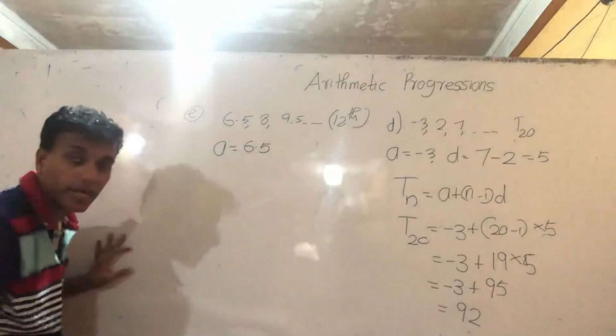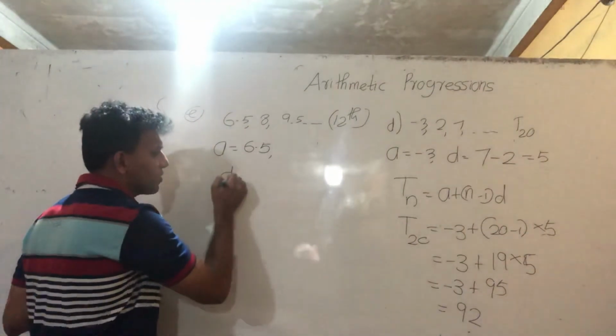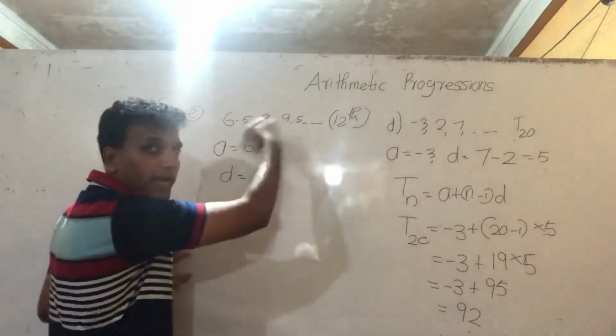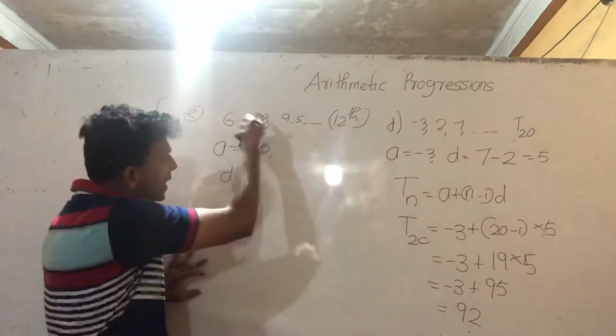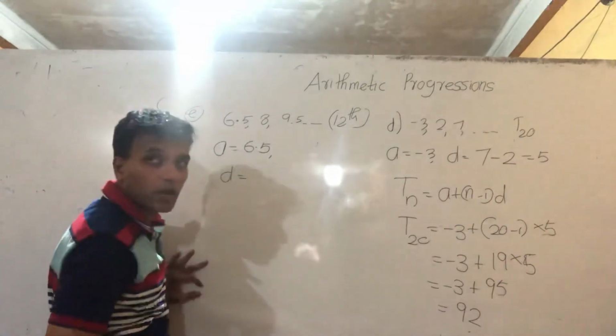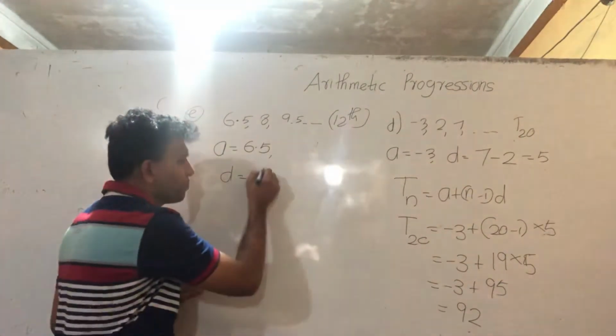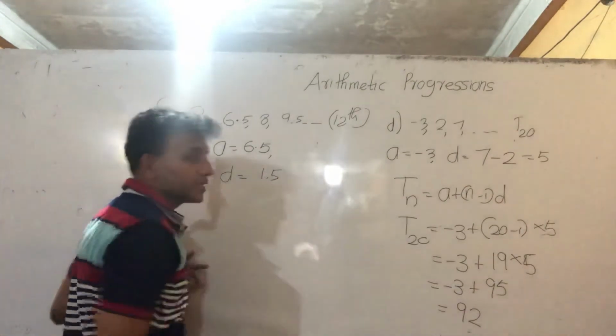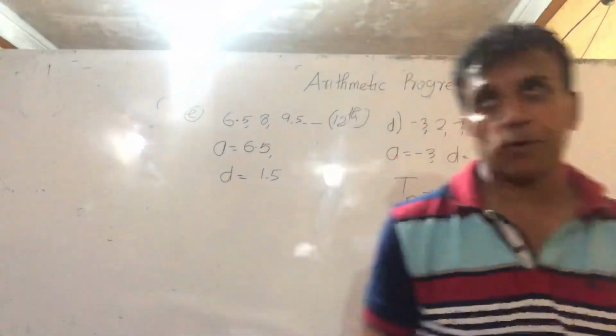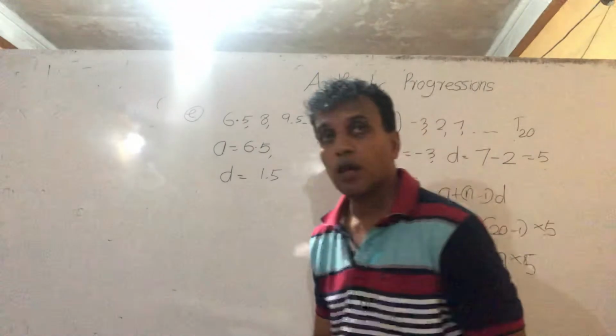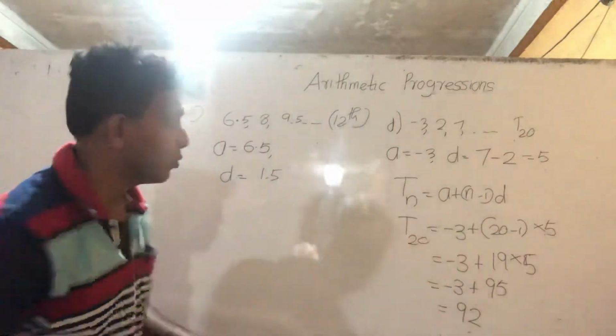6.5. Okay. What is the common difference? What is d? 9.5 subtract 8, or 8 subtract 6.5. What is that? 1.5. This series increased by 1.5. Now write the nth term formula.